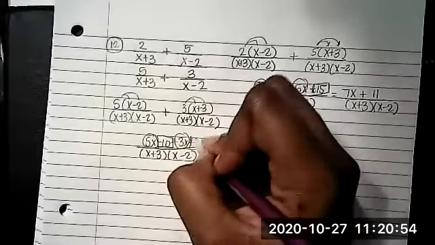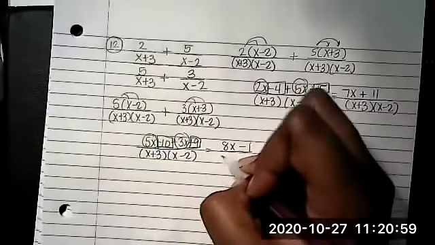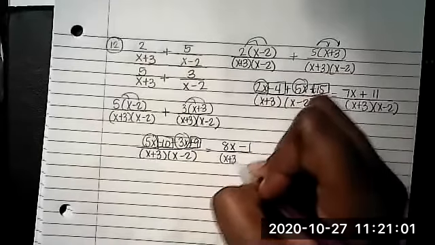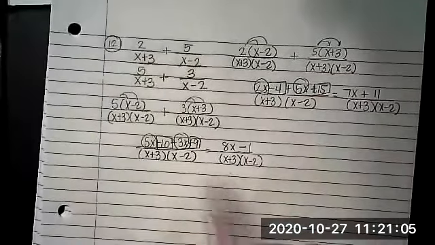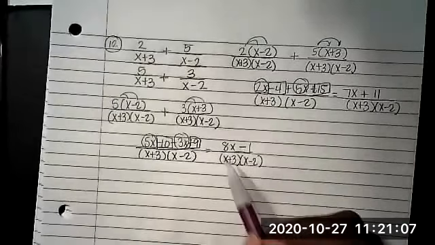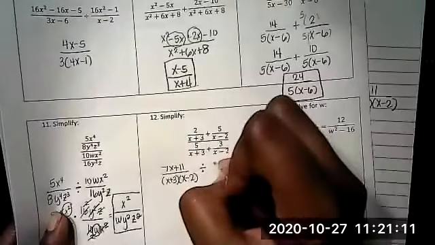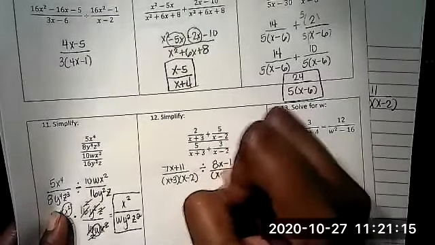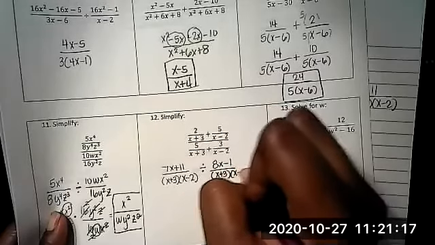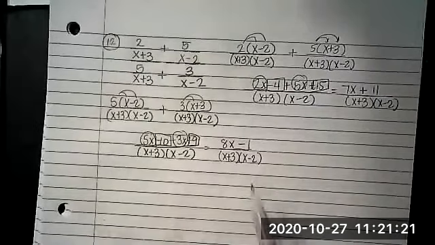Negative 10 plus 9 looks like negative 1 over x plus 3 and x minus 2. Okay, so that stays the same. I combine like terms on top. So this now becomes the bottom situation. So now we're dividing by 8x minus 1 over x plus 3, x minus 2. Okay, as we've seen there.